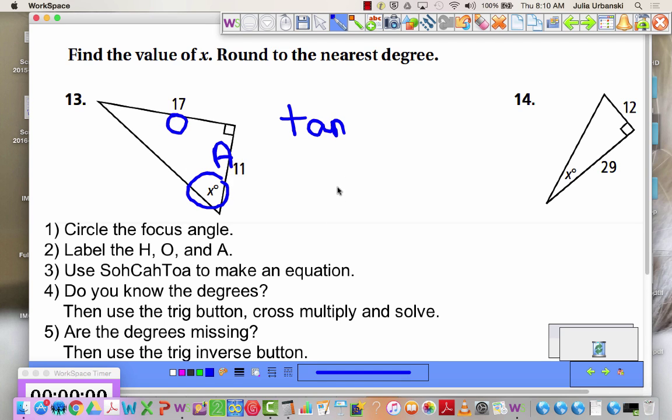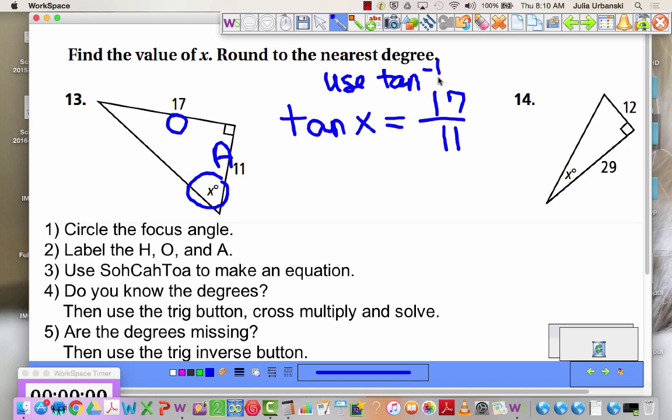What's the angle? X. Good. In this case, it's unknown. The tangent of X equals, on top is 17, on bottom is 11. It's opposite over adjacent. 17 over 11. Okay, so take your calculator now and use the tangent inverse button.